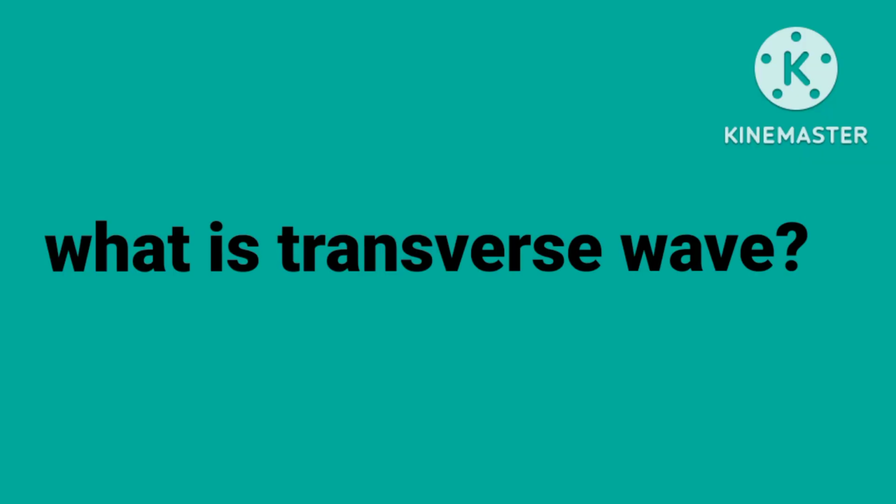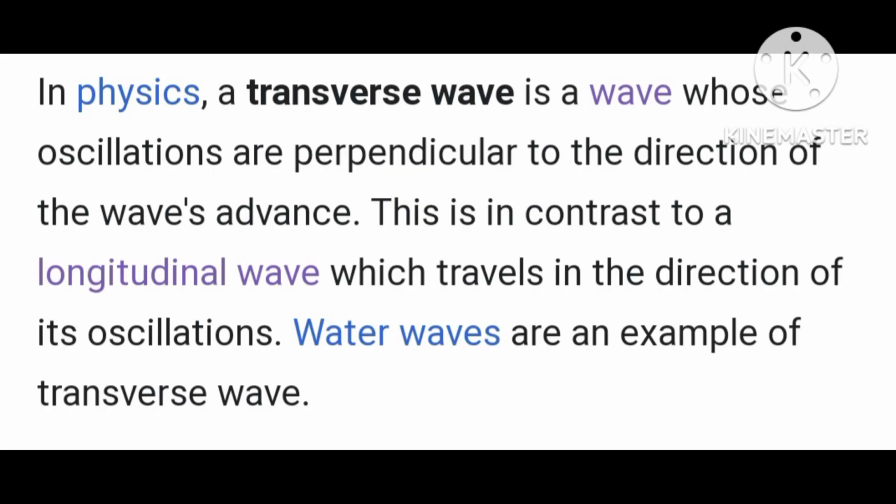Next, what is a transverse wave? In physics, a transverse wave is a wave whose oscillations are perpendicular to the direction of the wave's advance. This is in contrast to a longitudinal wave, which travels in the direction of its oscillations. Water waves are an example of transverse waves.